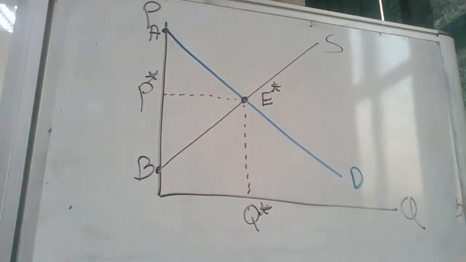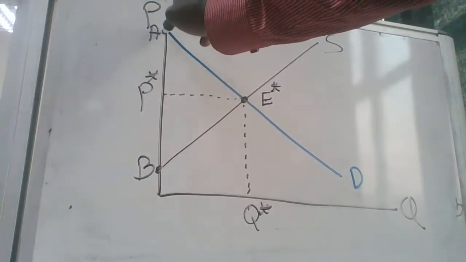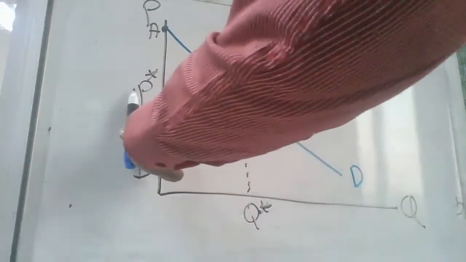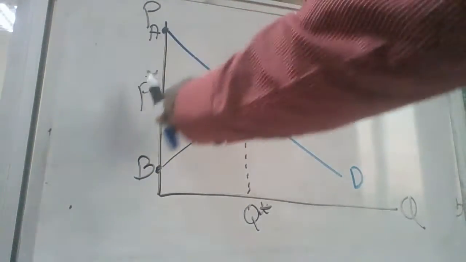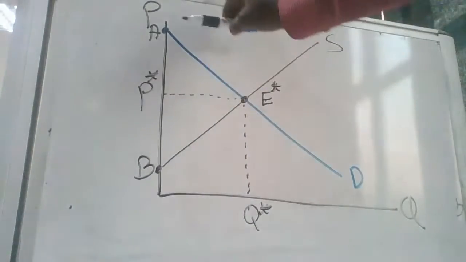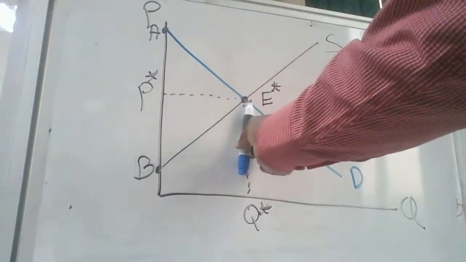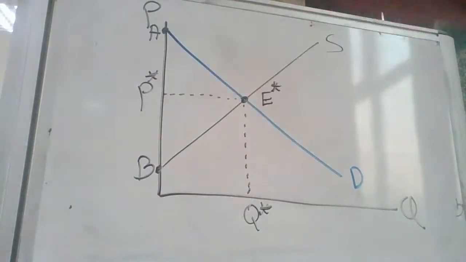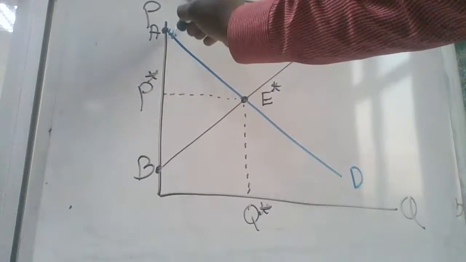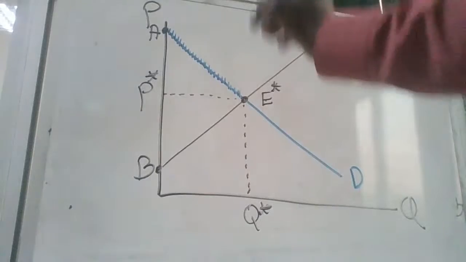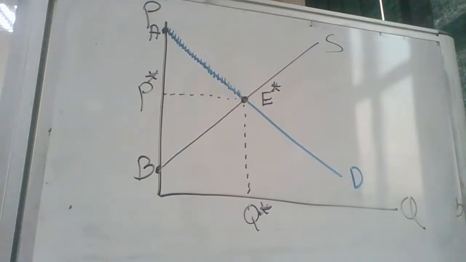As such, consumers will be willing to pay a price up to A to get an item. But because the market has offered them a price lower than point A, which is P star, the difference between what consumers were willing to pay and what they actually pay, which is lower, gives them the surplus. In other words, it gives them the benefit. As such, if the price keeps on reducing, we'll have a lot of units being purchased by consumers because the lower the price, the higher the quantity demanded.